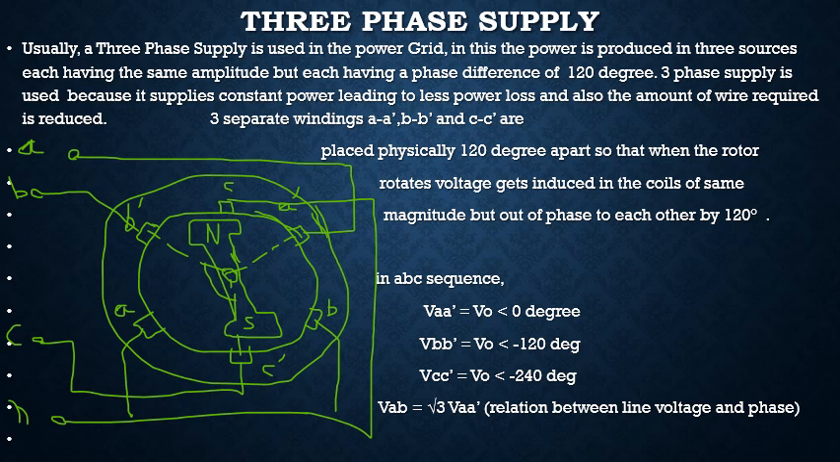In ABC sequence, which is also known as the positive sequence, the phase voltages will be given by this. We see that each phase voltage differs in its phase by 120 degrees to each other. The relation between the line voltage, that is VAB for the first line, and the phase voltage is given by VAB equals √3 VA'. This is the relation between the line voltages and the phase voltages for a three-phase supply.